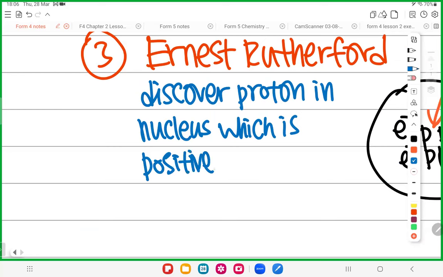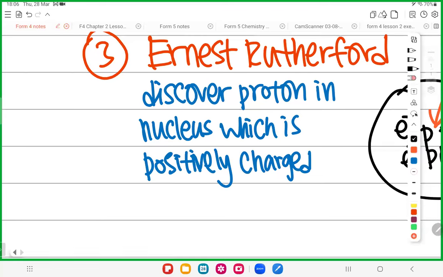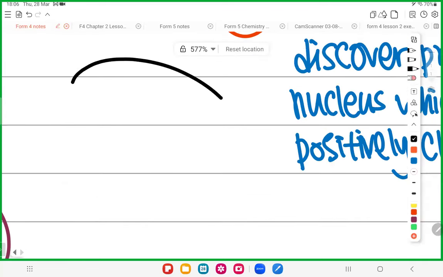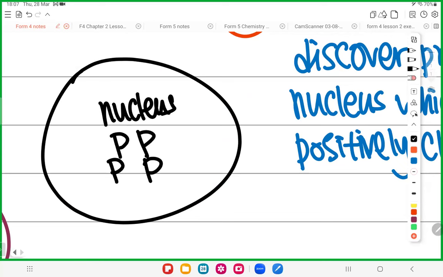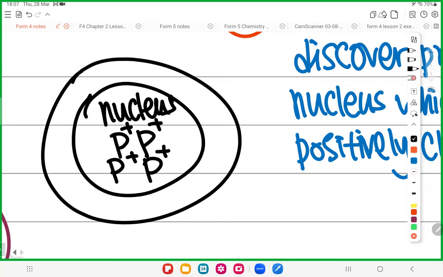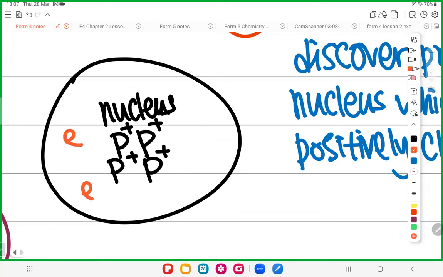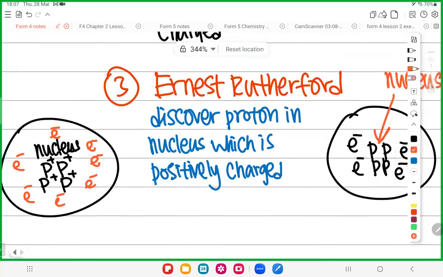Okay, so now if I try to simplify the whole thing, you will look at this. This is an atom. Atom in the middle got nucleus. Inside this nucleus got proton, and this proton is giving us positive charge. Outside the nucleus, you have some electron, and this electron gives us negative charge. This is what we know from Rutherford.